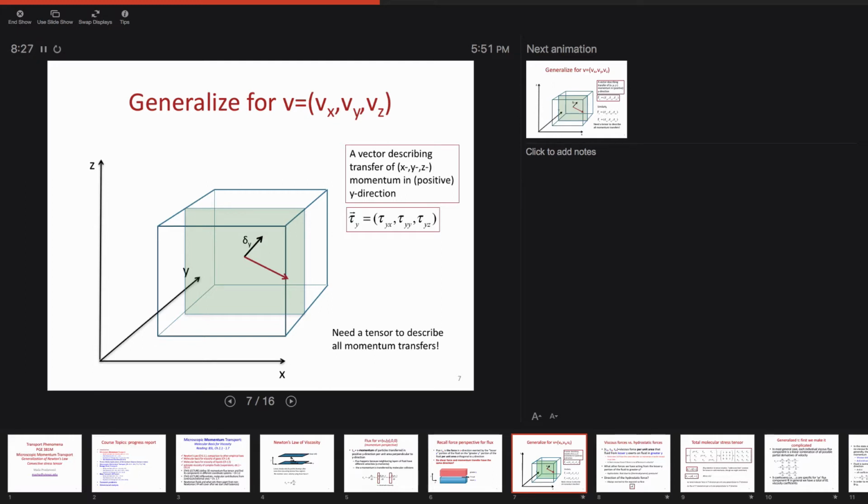So tau yx is transfer of x momentum across the y plane. Tau yy is transfer of y momentum. I still have y momentum, and yes, I can transfer it across the y plane. And I have z momentum that I can transfer across the y plane as well.